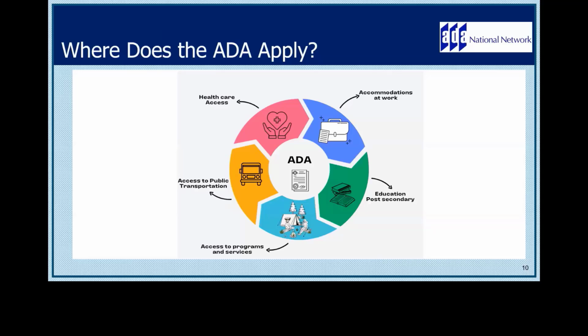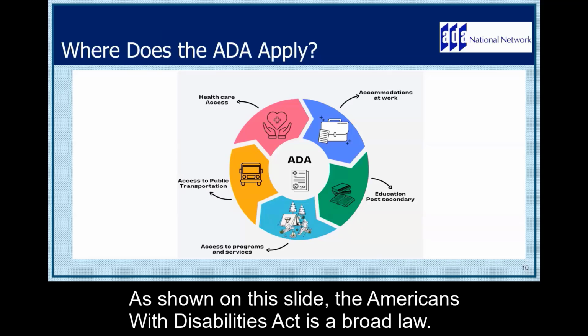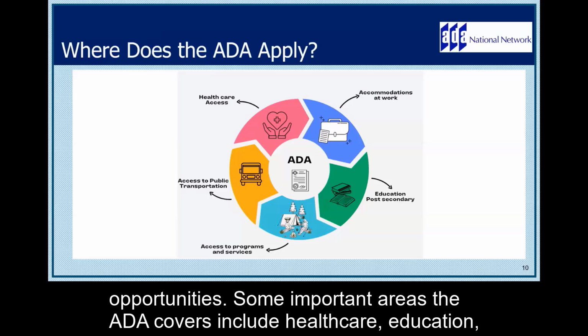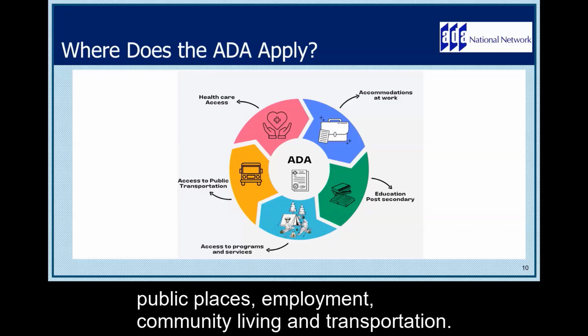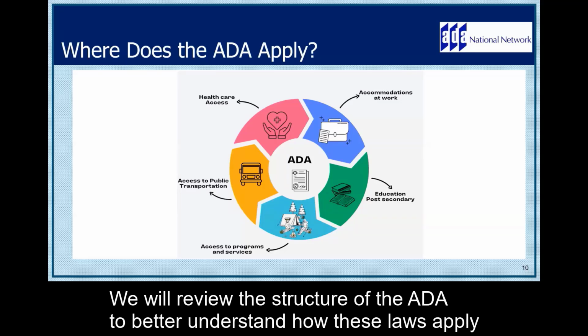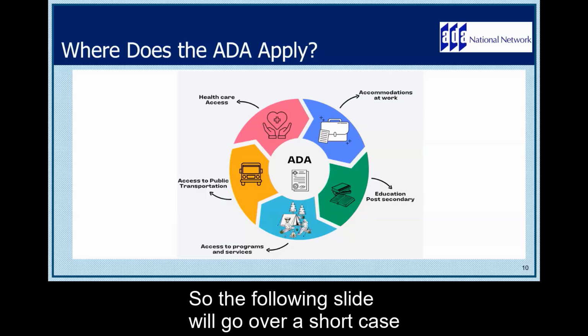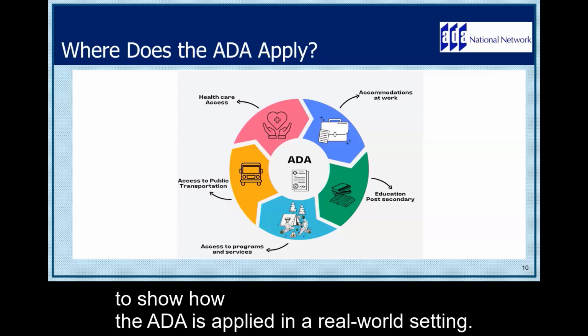Slide number 10. So as shown on this slide, the Americans with Disabilities Act is a broad law. It covers different aspects of public society to ensure everyone has equal opportunity. Some important areas the ADA covers include healthcare, education, public places, employment, community living, and transportation. We will review the structure of the ADA to better understand how this law applies across these areas. So the following slide will go over a short case to show how the ADA is applied in a real world setting.